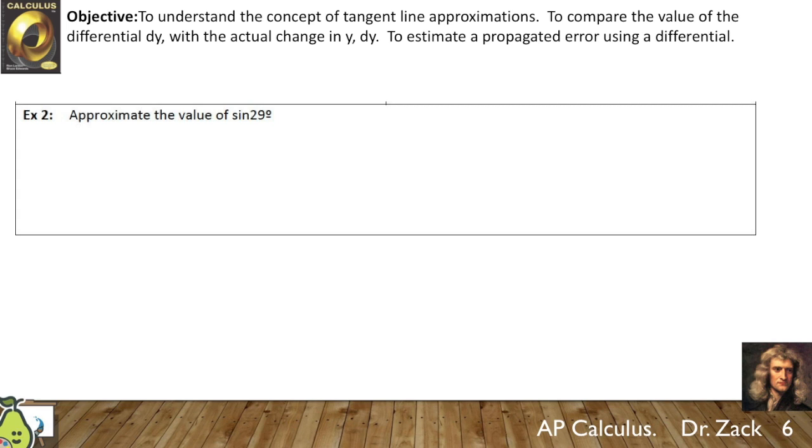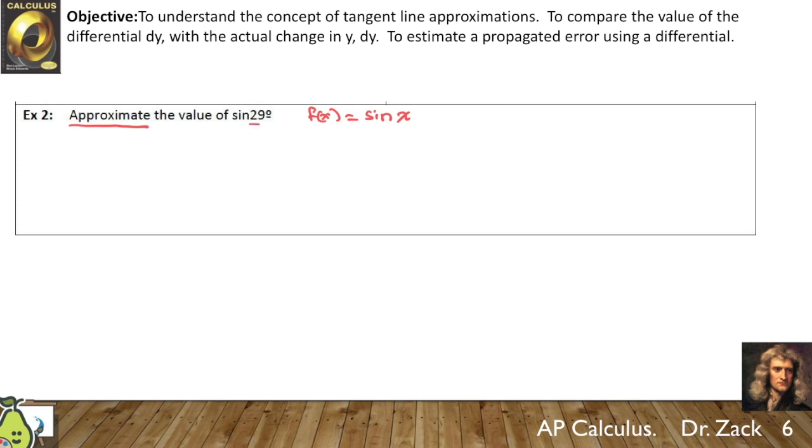Example 2 involves a trig function because I know that you love your trig so much. So as we look at example 2, notice I didn't name f of x. I didn't tell you to write the equation of a tangent line. You have to understand that when you're approximating a value, the equation of the tangent line is your go-to tool. So let's define f of x to be equal to the sine of x.